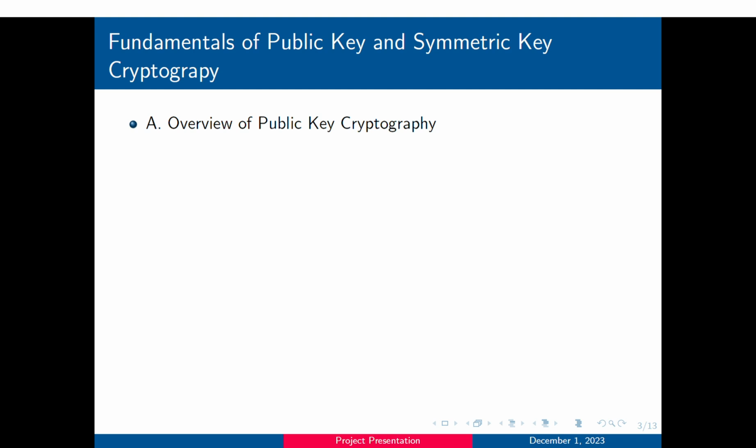Public key cryptography, also known as asymmetric cryptography, utilizes a pair of keys, a public key for encryption and a private key for decryption. The security of public key cryptography is based on the computational complexity of mathematical problems. Public key cryptography is essential in various applications, including secure communication, key exchange, and digital signatures.